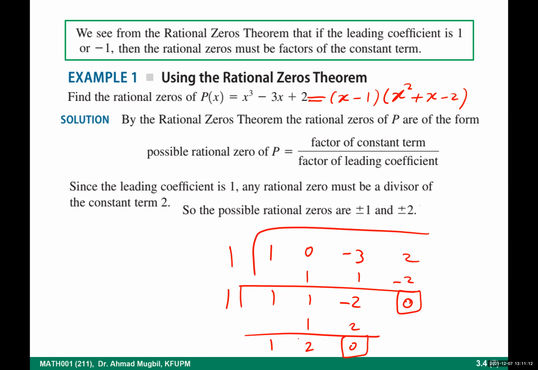If we do the synthetic division for the 1 and we get 0, there is no need to do it for another number. Why not? You have 3.